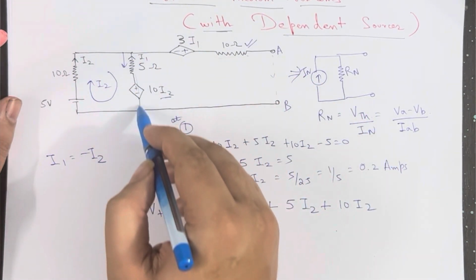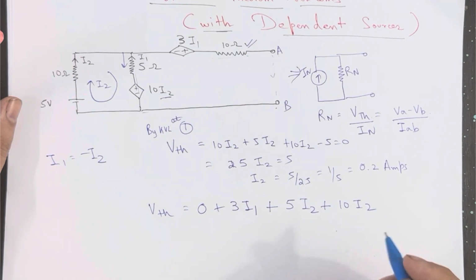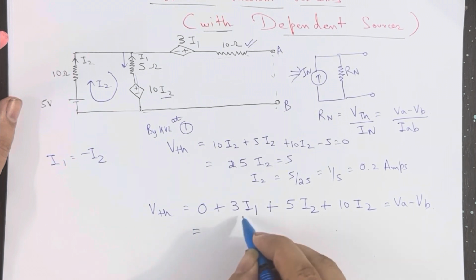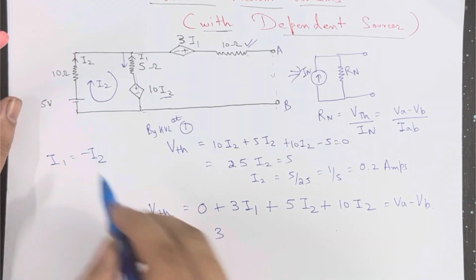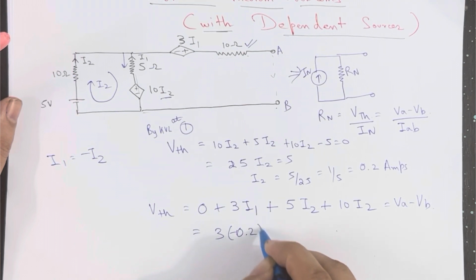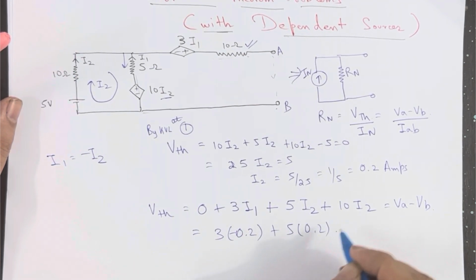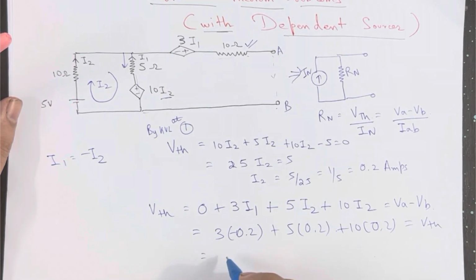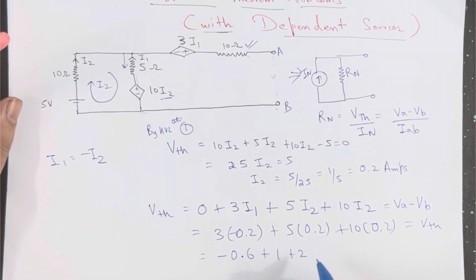I have written down all this equation, and this is my total potential drop, which will be equal to VA minus VB. So 3 I1 is nothing but minus I2, so minus 0.2, plus 5 into 0.2, plus 10 into 0.2. So this will be V Thevenin. It will be minus 0.6 plus 1 plus 2 equal to VTH, which implies that VTH will be equal to 2.4 volts. So this is our VTH.